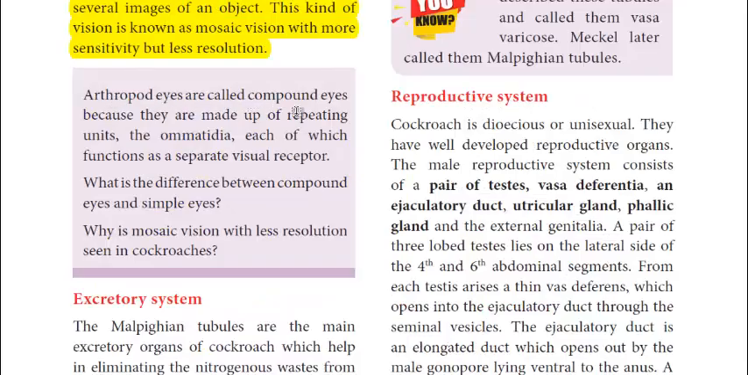Arthropod eyes are called compound eyes because they are made up of repeating units, the ommatidia, each of which functions as a separate visual receptor. Okay, what is the difference between compound eye and simple eye, and why is mosaic vision with less resolution seen in cockroaches? This is the answer: because it is giving multiple, several images of an object, the resolution will obviously be very low.